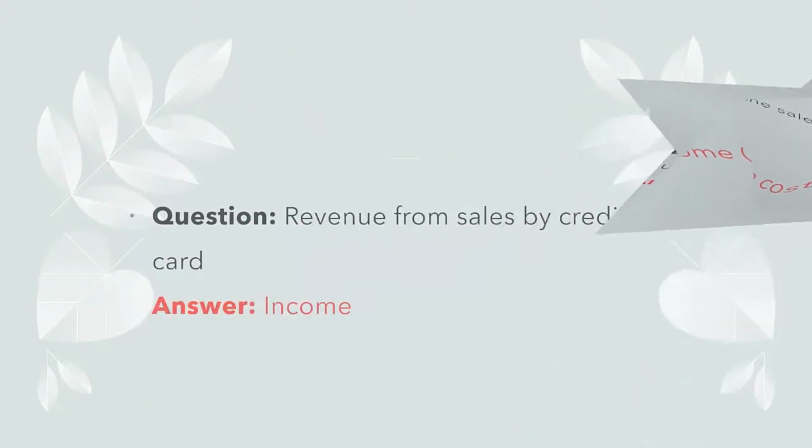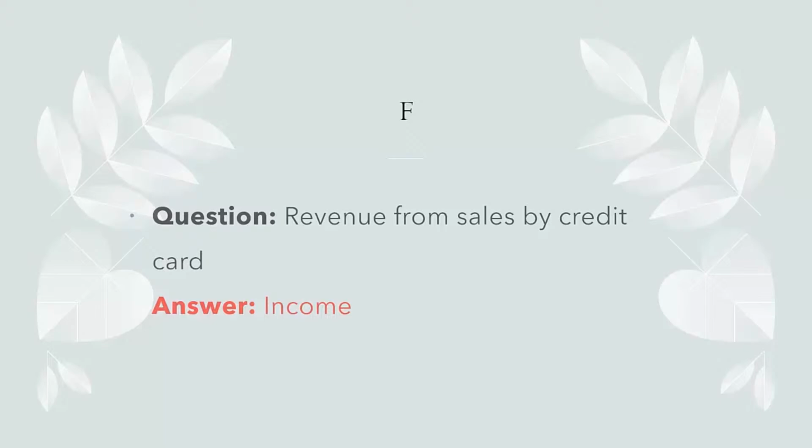F. Revenue from sales by credit card. Why? Revenue earned from selling goods or services, whether paid in cash or via credit card, is classified as income. This is money earned by the business during the current accounting period, and it directly contributes to the profit calculation.